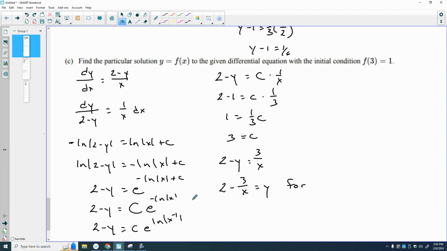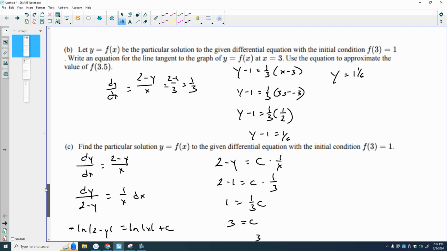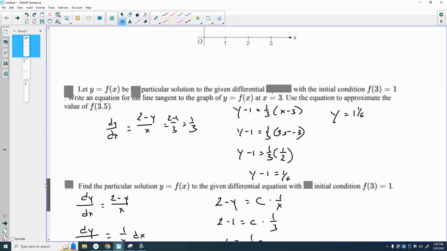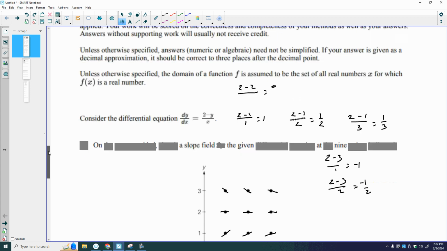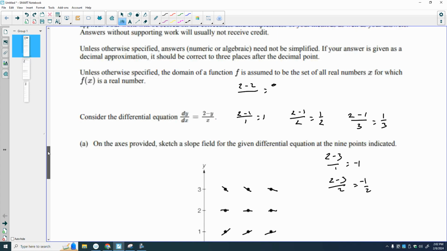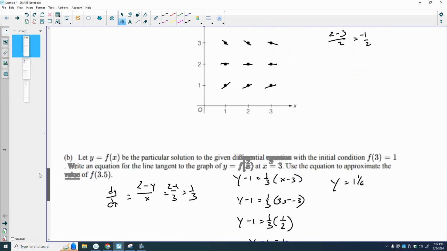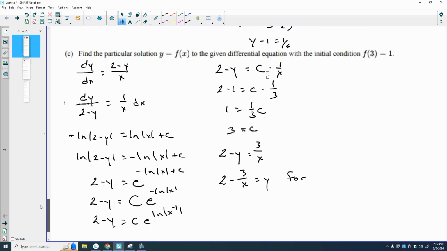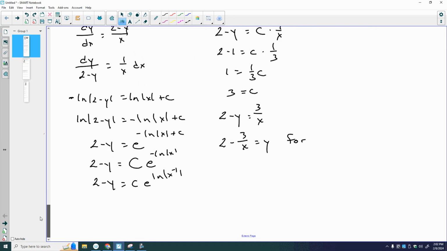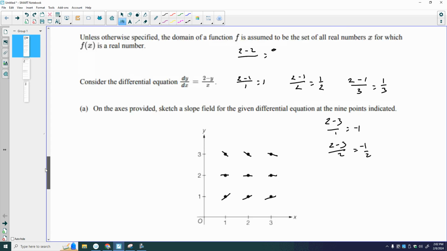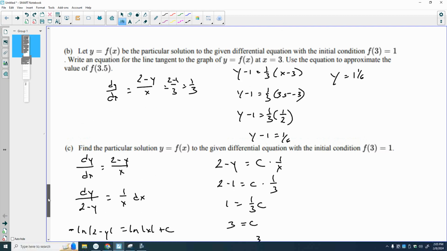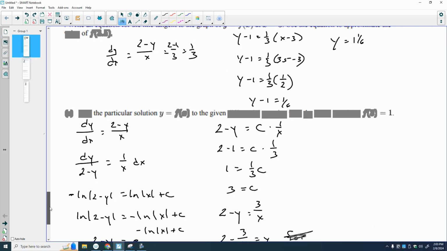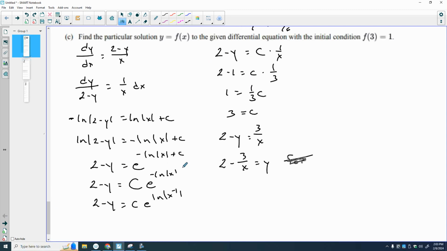Why? Because of our initial condition. Somewhere it said that. Anyway, it doesn't matter. The domain, they're not going to make you say the domain, so never mind. Ignore what I just said. All right, there you go. Those two. Hopefully that wasn't too disjointed on this question here. I kind of stumbled through it a little bit.